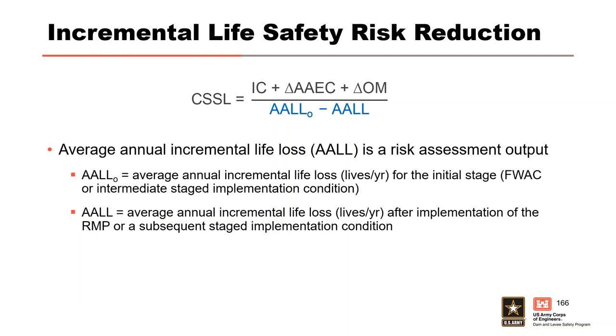The denominator of the CSSL calculation contains the change in the incremental life safety risk. In most cases, we will be comparing a risk management plan back to the future without action condition, but comparisons can also be made to an intermediate stage. This has not been done very often, but an example of an intermediate staged implementation condition would be if a dam foundation were to be grouted in preparation for a cutoff wall, but then based on the information obtained and the risk reduction achieved by the grouting, decide later if the cutoff wall is actually necessary.